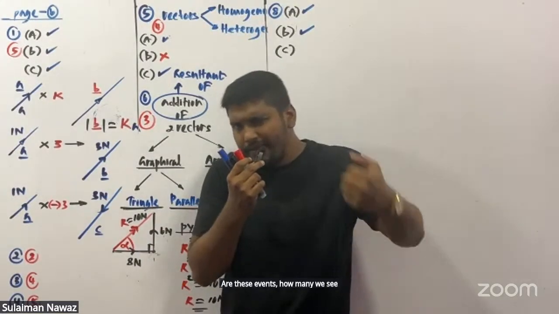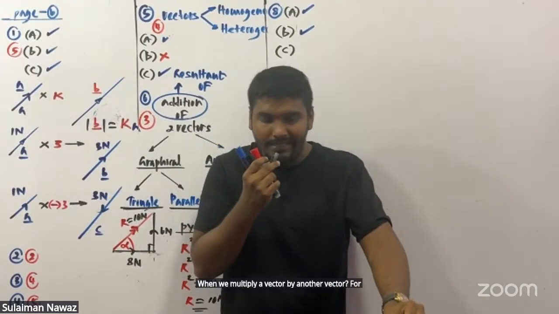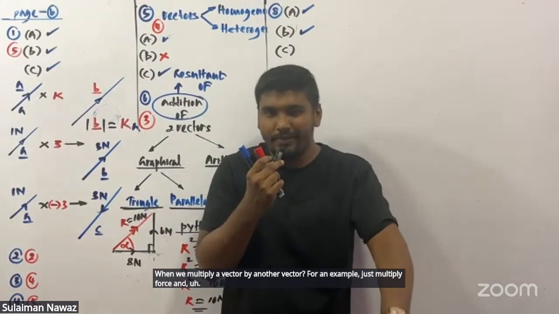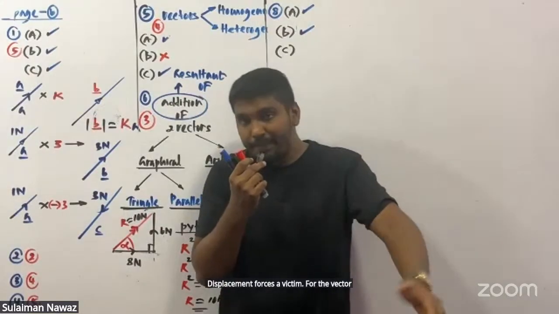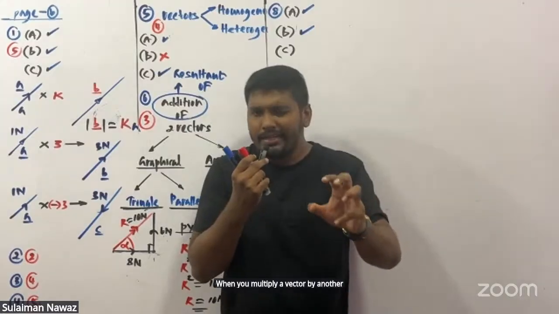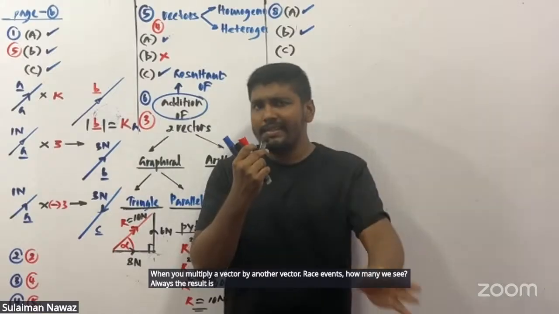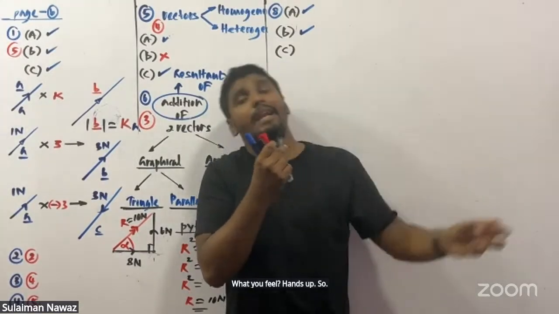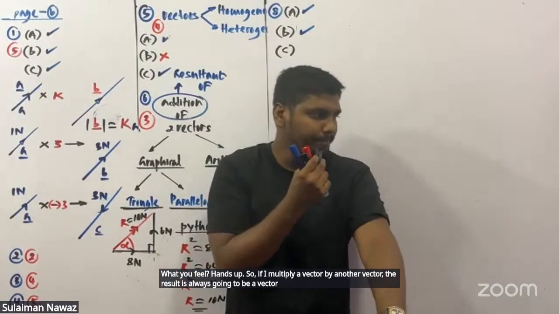When we multiply a vector by another vector, for example, just multiply force and displacement. Force is a vector. Multiply force by displacement. When you multiply a vector by another vector, can we say the result is always a vector? Hands up. What do you feel? If I multiply a vector by another vector, is the result always going to be a vector? Hands up.